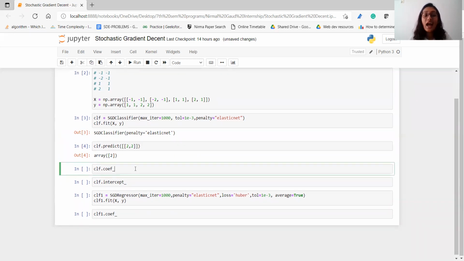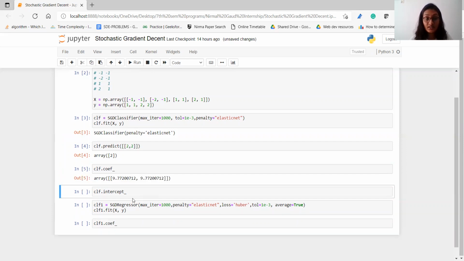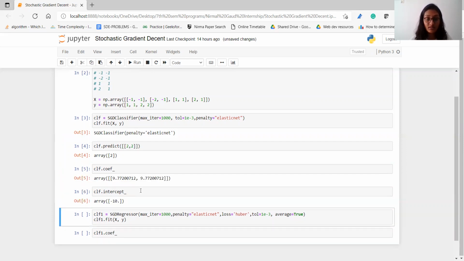Now we will be calling the attributes that we had seen. So clf coefficient, the coefficients that it is giving, the intercept that it is giving, and thereafter we can even use other functions such as decision function, so as to see what is the hyperplane that we'll be using, right?